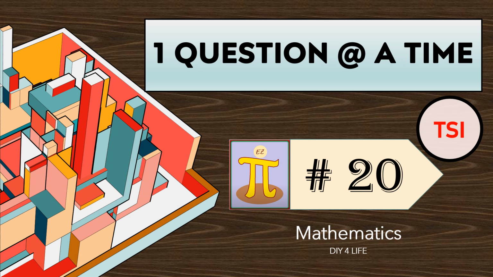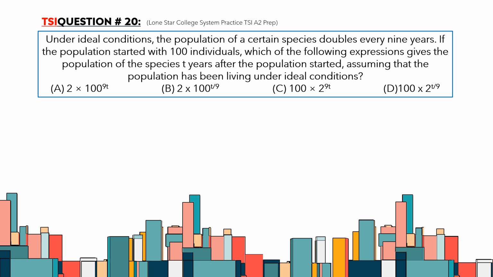Question number 20. Under ideal conditions, the population of a certain species doubles every 9 years. If the population starts with 100 individuals, which of the following expressions gives the population of the species t years after the population started, assuming that the population had been living under ideal conditions?